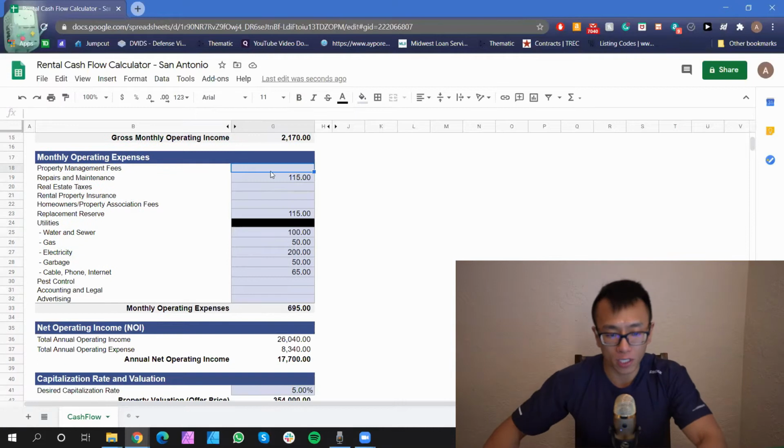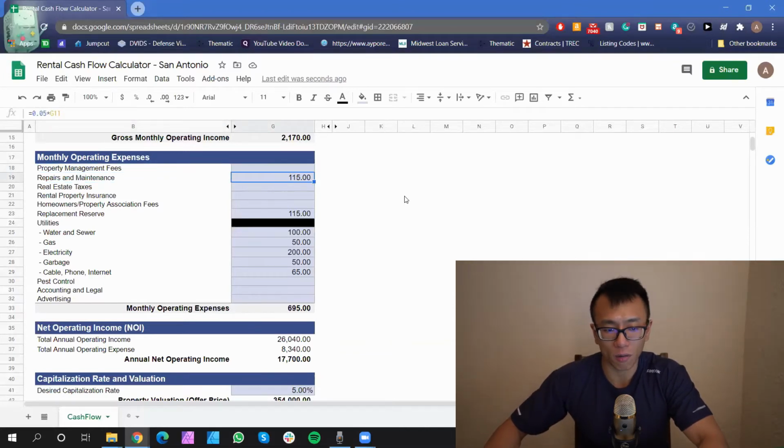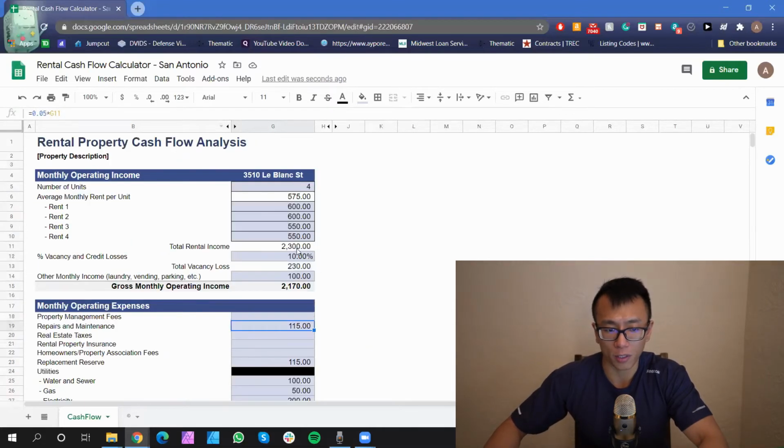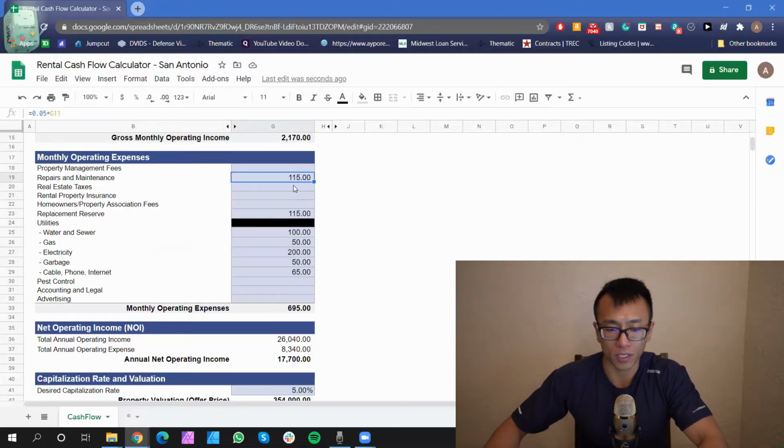All right, now we're gonna go into the monthly expenses, and this I will just run through because this is probably gonna take a little bit more time if I explain every single thing to you. All right, so starting off, property management fees. I'm gonna manage my own property, so therefore $0. Next is repairs and maintenance. I'm gonna gauge this at about 5% of my total rental income, so I'm gonna deduct about $115 per month, and you can see the formula right there is 5% of my total monthly rental income right there.